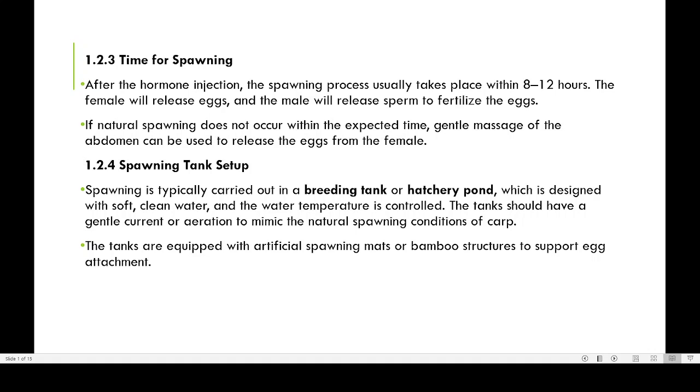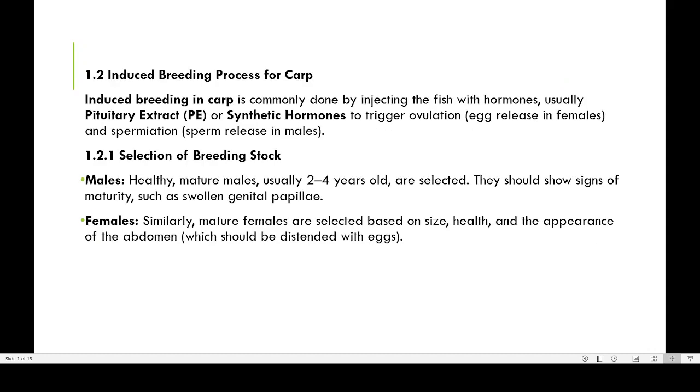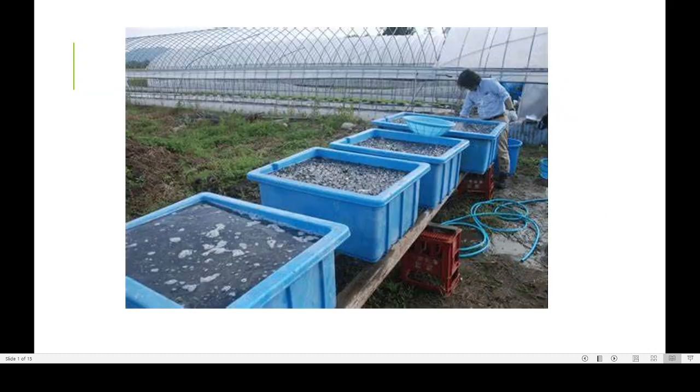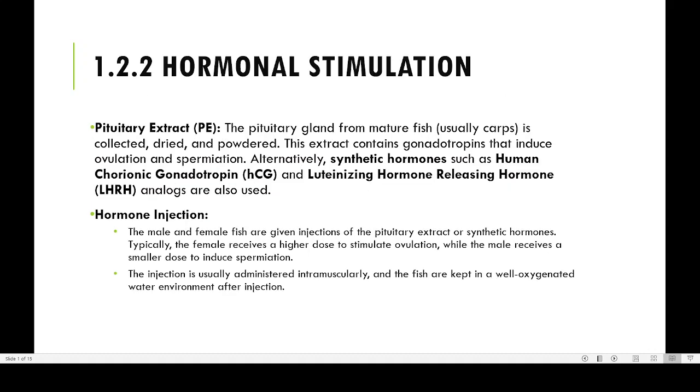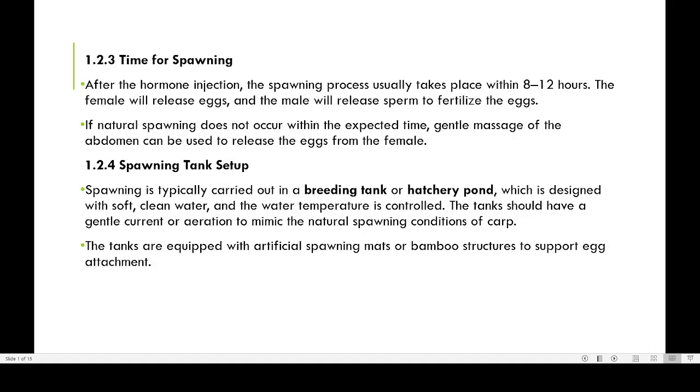Typically, the spawning is carried out in a breeding tank or hatchery tank, which is designated with soft or clean water. Here you can see that a tank like this will be used. They are under spawning or hatchery tank. They are specially designed so that monitoring of the fish is way easier. Water temperature is controlled.